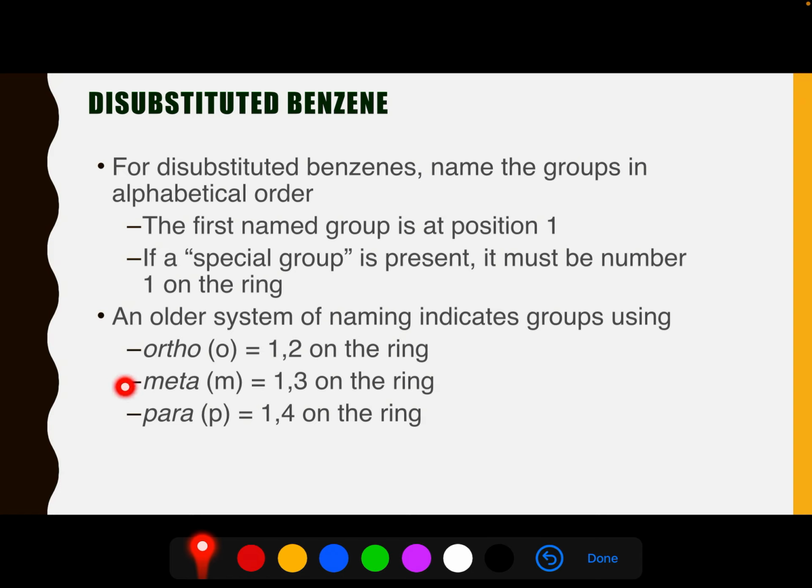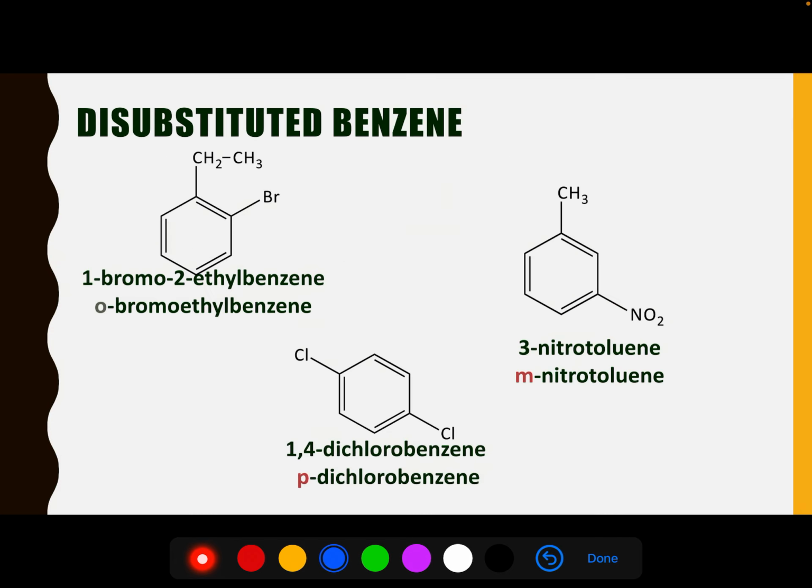There is an older system of naming that is still around today: ortho, meta, and para. And those are pretty simple because if you draw a benzene, ortho is at position 1 and 2. Meta is at position 1 and 3. And para is at position 1 and 4. So we get those ortho, meta, and para coming up a lot in nomenclature.